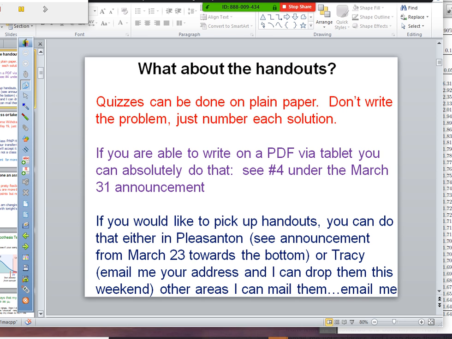Okay, what about the handouts? Quizzes can be done on plain paper. Don't write the problem, just number the solution. If you're able to write on a PDF via tablet, you can absolutely do that, as in the March 31st announcement. If you would like to pick up handouts, you can do that in Pleasanton, or email me your address, and I can drop them off this weekend. Other than those areas, I can mail them. Email me. Perfect. The handouts are super useful, so it's best if you have all the handouts for the rest of the semester. Just email me if you need them, and we can figure out how to get them to you.